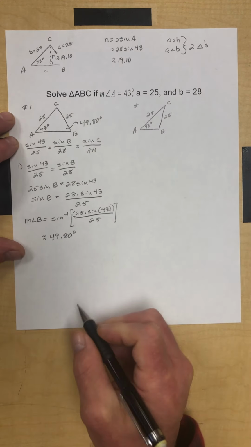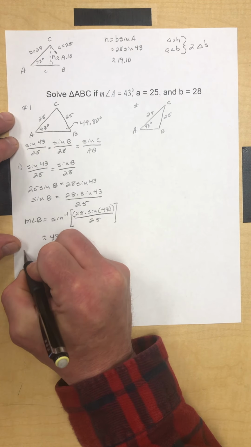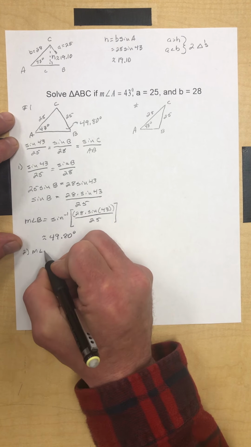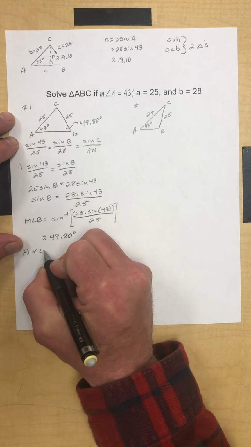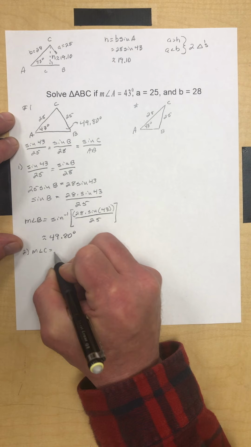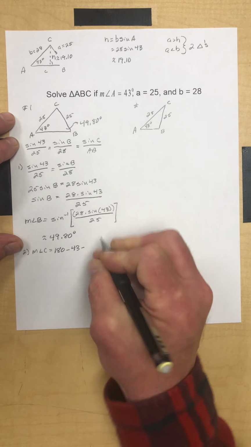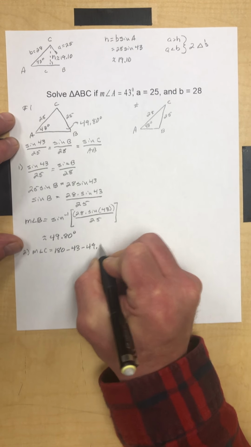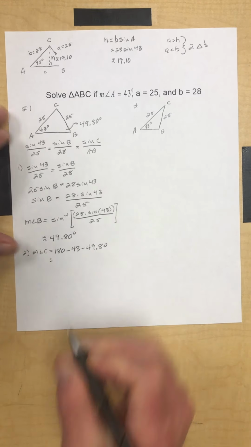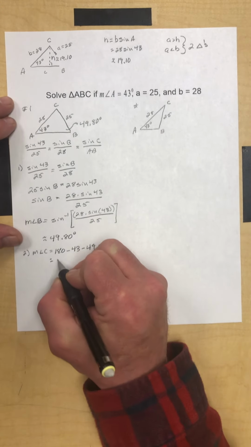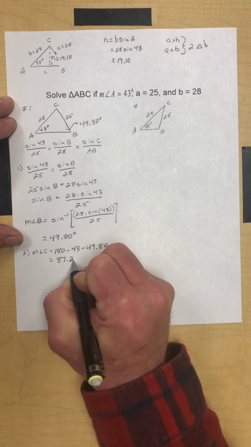So we need to find the measure of angle C, and the only way we can do that is using the triangle sum theorem. The measure of angle C would be 180 minus 43 minus 49.80. So 180 minus 43 minus 49.80, and I am getting 87.20 degrees.